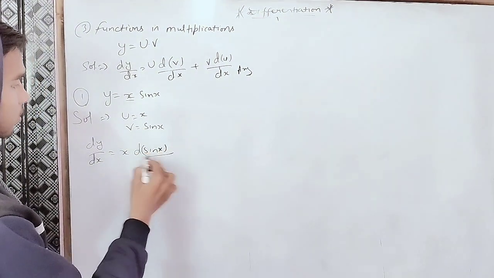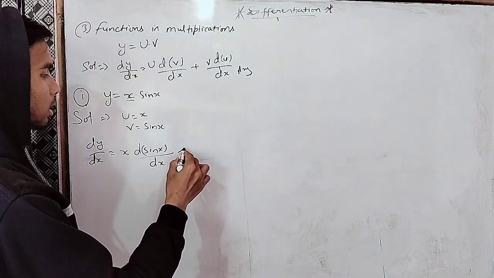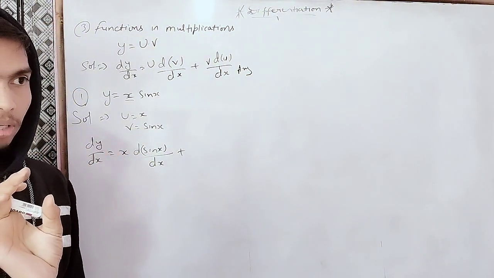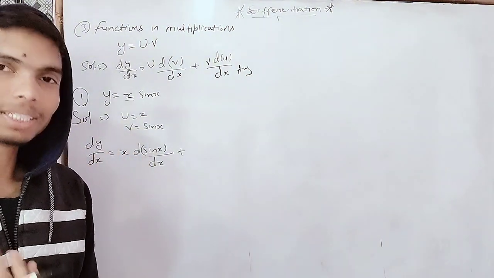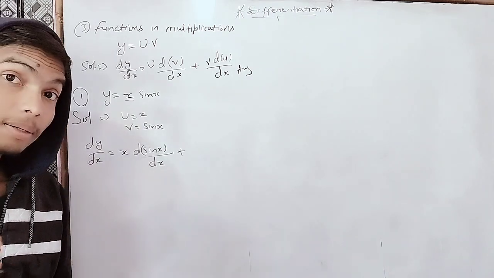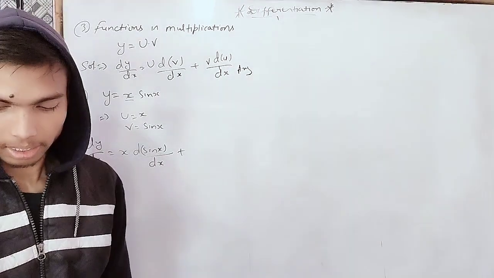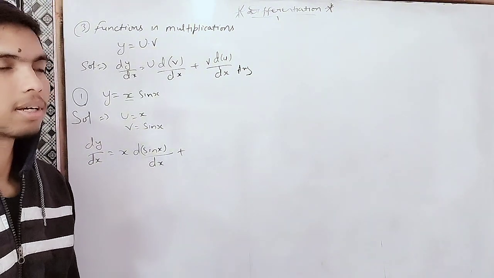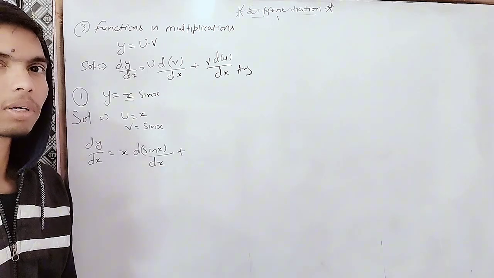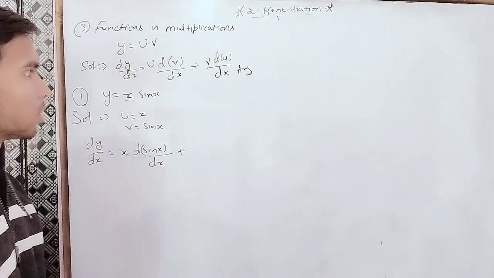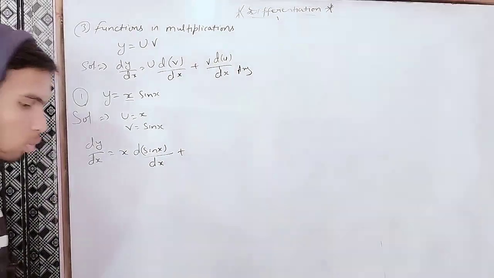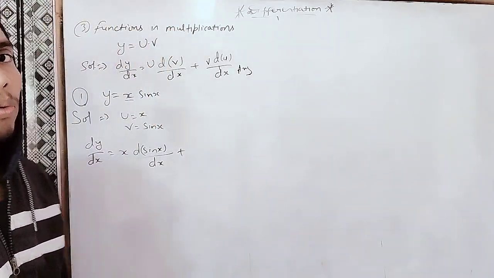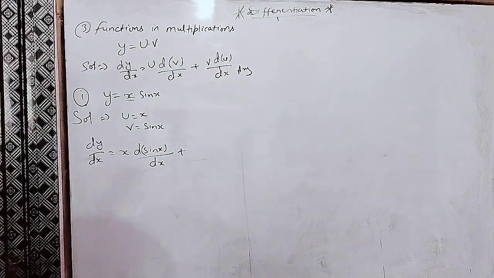Sin x upon dx. Then we have multiplication. That's what we have written. And if we had division, then we write subtraction. So always remember, it will be very useful for you to solve numericals and big questions of mathematics. Okay, so in multiplication, you will have to write add.